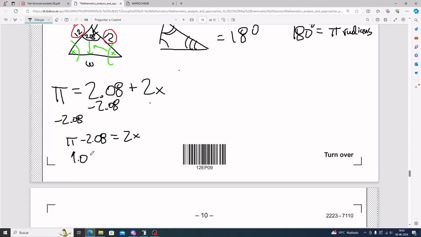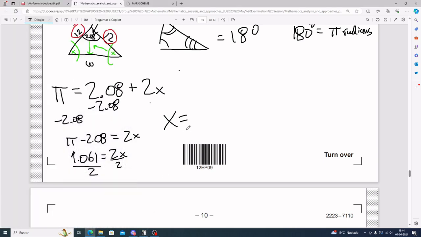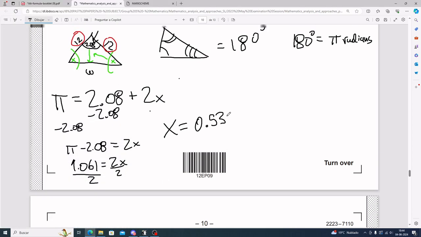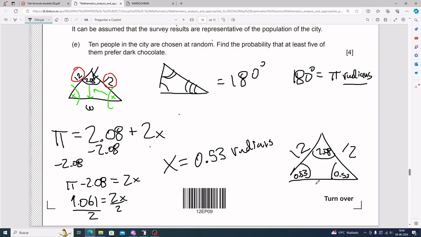So 1.061 equals 2x. Divide by 2 on both sides, and I'm going to divide on the calculator, so it's going to be way more accurate than what I have on the whiteboard. Divide by 2, and there it is. x equals 0.53, and this is all in radians. Now this triangle looks a lot more friendly: this side is 12, this is 12, this angle is 2.08, these are 0.53 and 0.53, and this side is w.